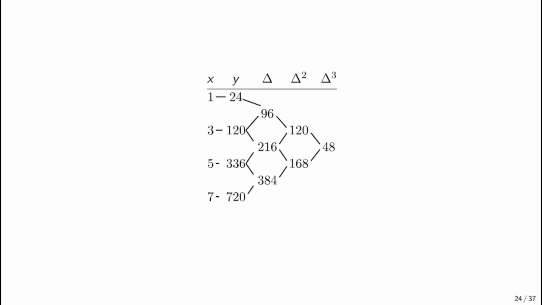We can see the table. The first column represents x value, the second column represents y value. The third column is the first forward difference, that is 120 minus 24, 336 minus 120, 720 minus 336. So we will get 96, 216 and 384. The next column is the second order forward difference, which is 120 and 168. And the last one is delta 3, which is 48. If you further calculate, delta 4 is 0.